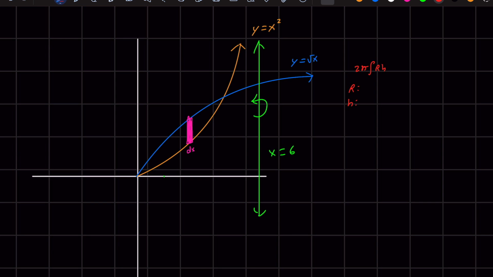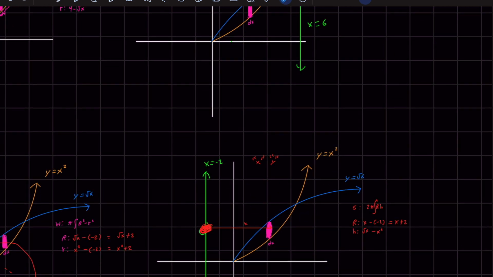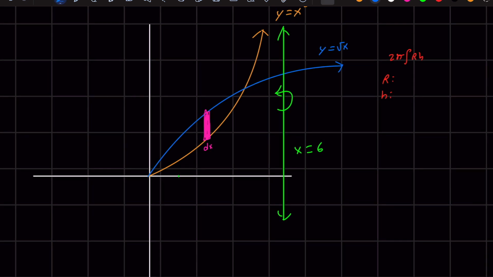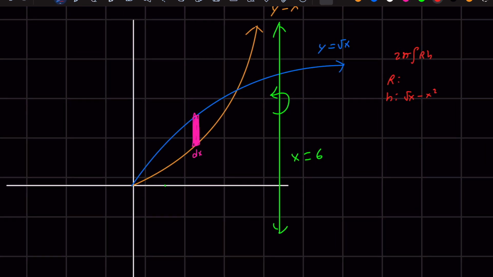So if we do the height, just look at the height of the rectangle again, right? The height of the rectangle is top minus bottom of your rectangle. So this function minus this function. It's the same as this last one. So it's going to be square root of x, right? That blue minus the orange one. So it's going to be radical x minus x squared.